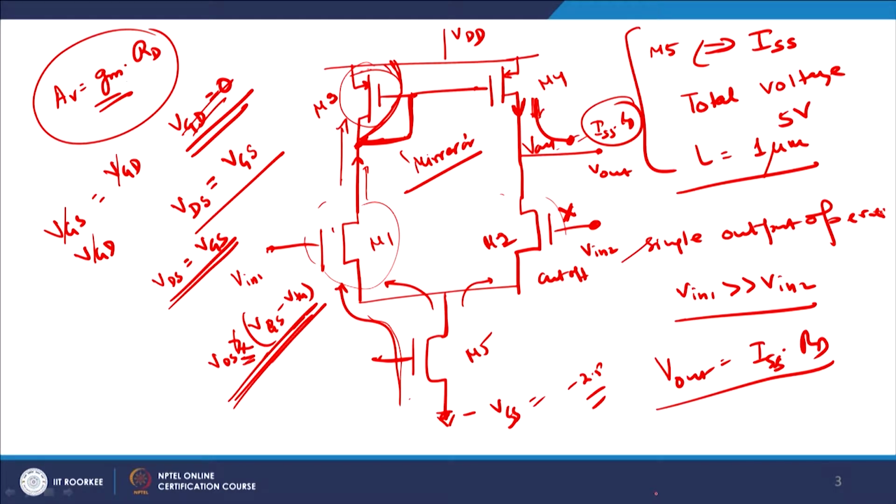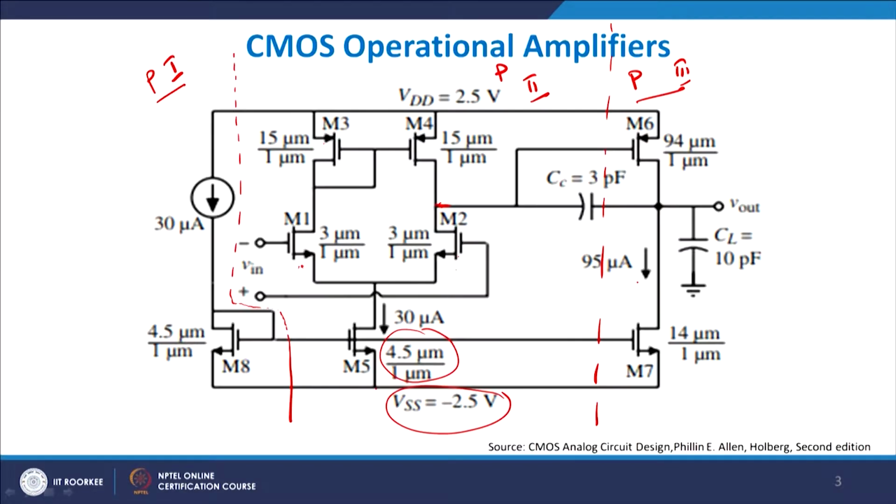Now, if you go on increasing the value of your M2 gate voltage and lowering your V in 1, then part of ISS will be transferred to M2. So, this current will be less than ISS, and this will be slightly greater than 0, and the sum of them will always be equal to ISS, the total current source. Now, that is the general scheme of things which you see.